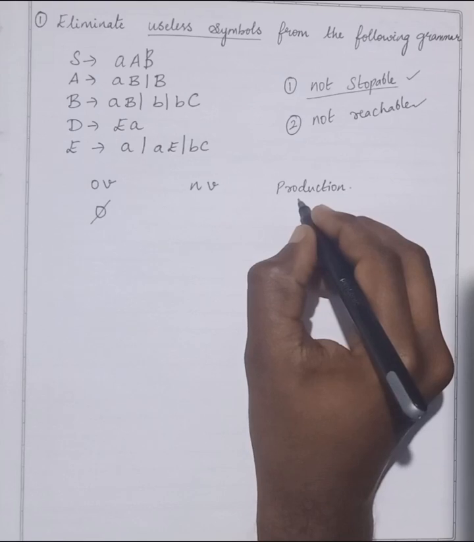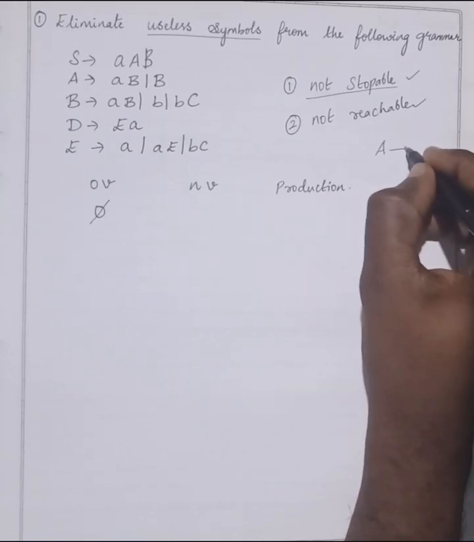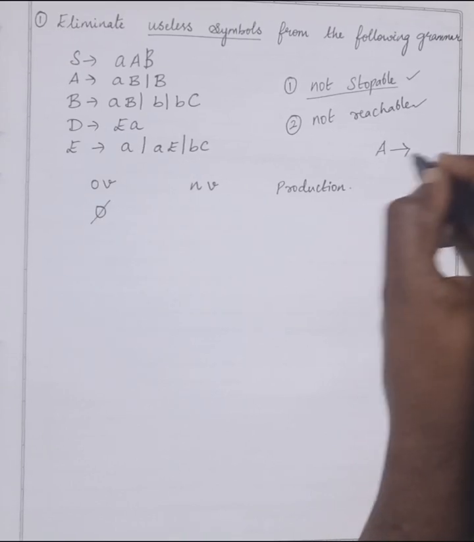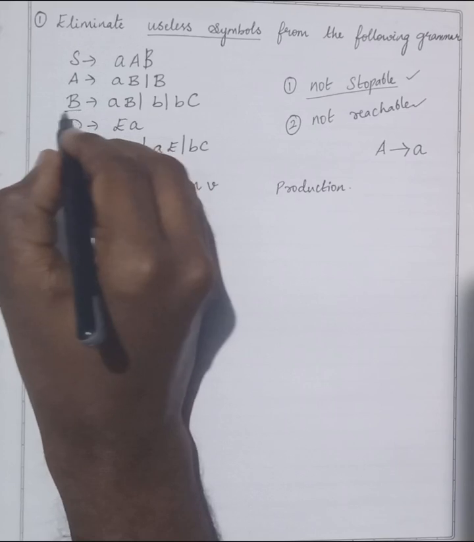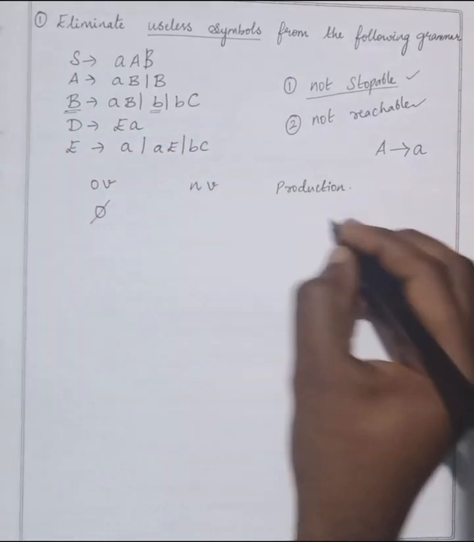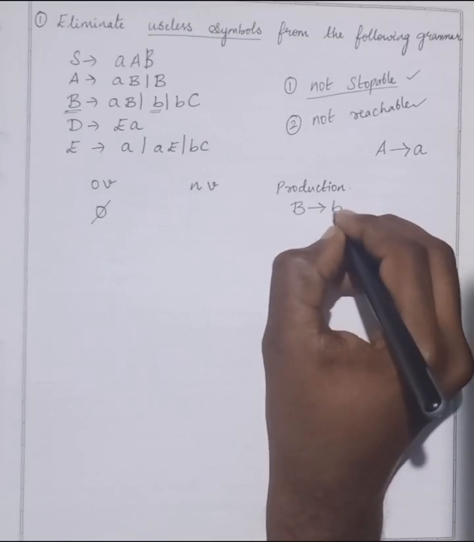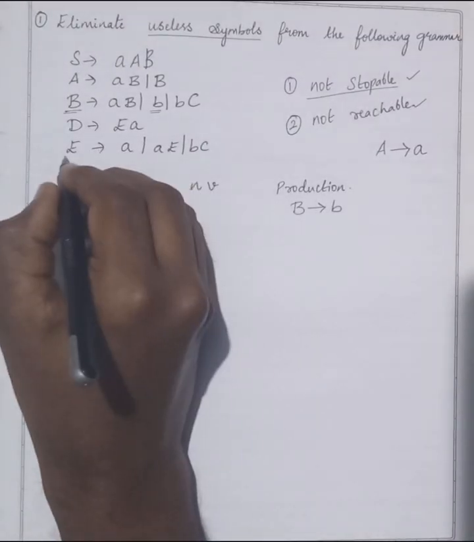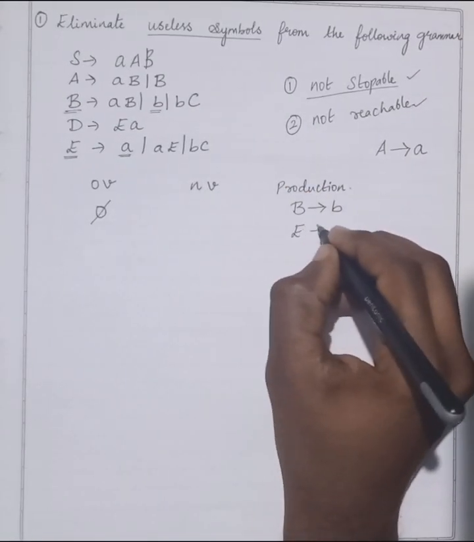So now we'll see the productions which are directly stoppable. For example, a capital A non-terminal derives a terminal directly. So we'll select the productions which have that. So in this given grammar you can see capital B derives small b. So we'll consider that production, capital B derives small b. Okay, then E derives small a. So this is also direct, E derives small a.